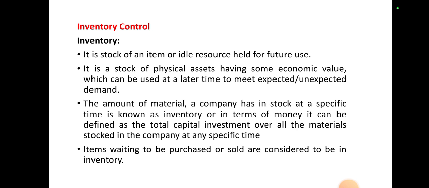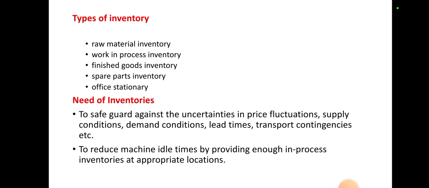The amount of material a company has in stock at a specific time is known as inventory, or in terms of money, it can be defined as the total capital investment over all the materials stocked in the company at any specific time. Also, the items waiting to be purchased or sold are considered to be inventory.